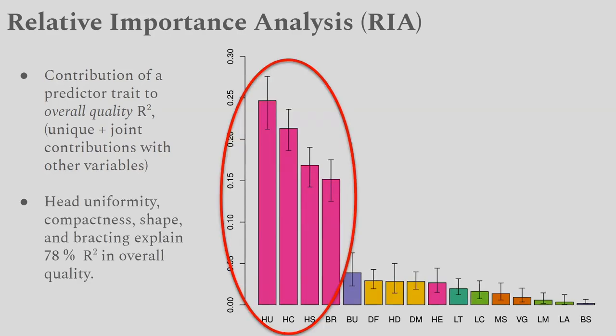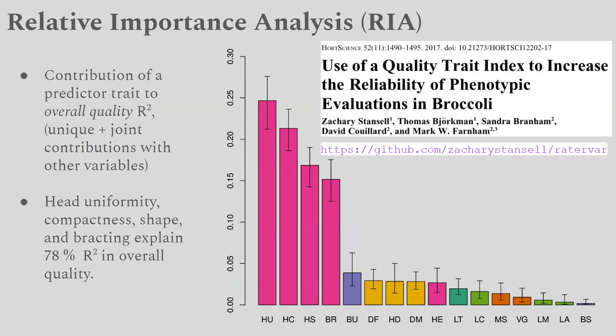So I ran this analysis and unsurprisingly I found that head uniformity, compactness, head shape, and the bracting explain most of the horticultural quality. We wrote a paper about this where we made a bunch of people look at the same field of broccoli and sort of parsed out biases that people have when thinking about broccoli. And I and some collaborators made this into an R package. If you'd like to try it with your horticultural crop, feel free to do so.